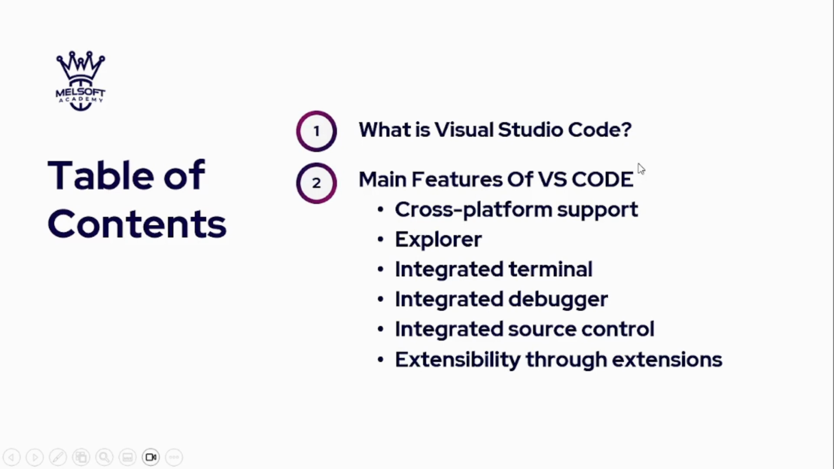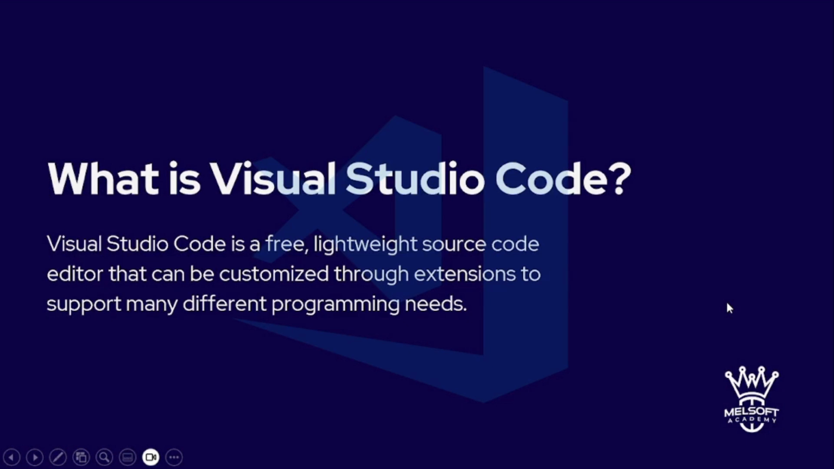We're going to first dive into what is Visual Studio Code. We're going to look at some of the main features and how we can operate with some of those. We'll look at its cross-platform support, and how to navigate using the Explorer, the integrated terminal, the debugger, the integrated source control, and extensibility through extensions. Of course, all of this may sound quite confusing, but it'll make more sense as we progress.